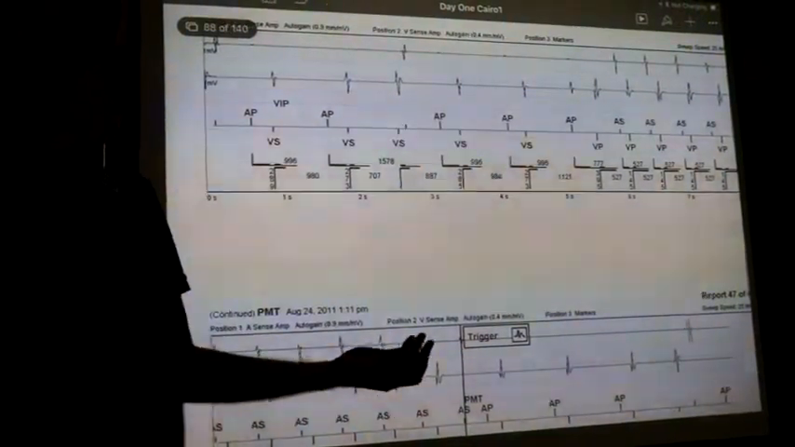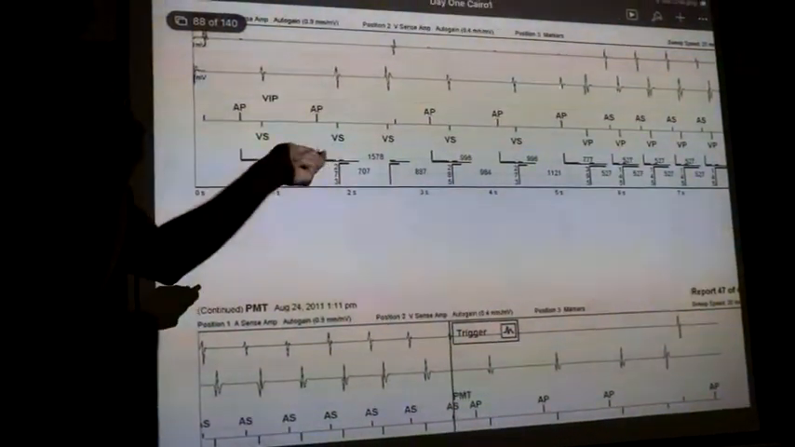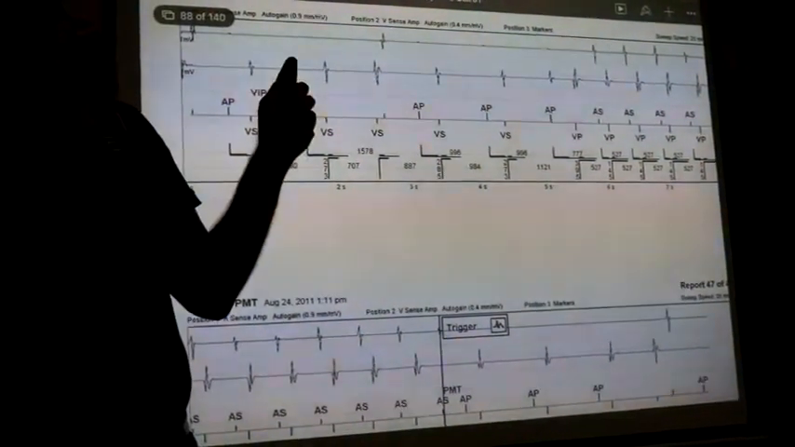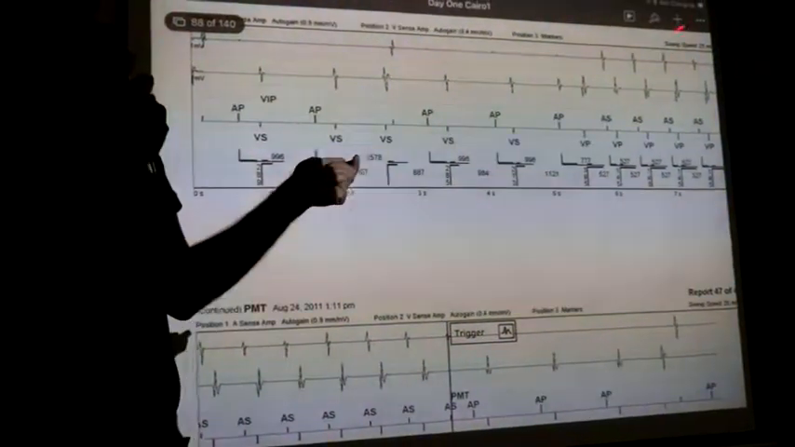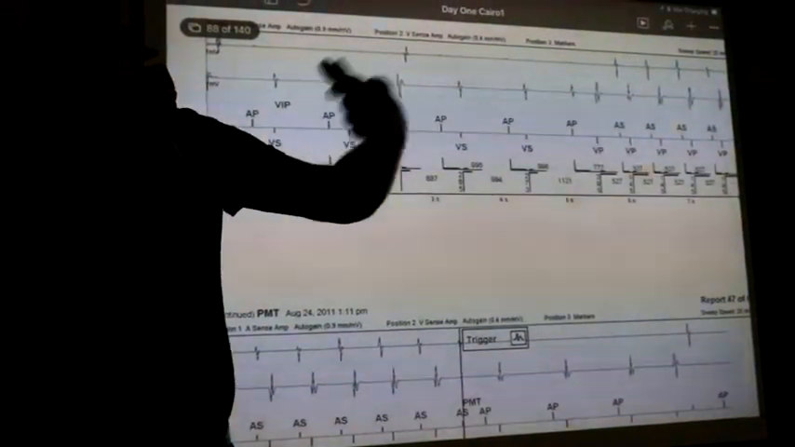The VIP problem. It could be a VIP, but the trigger here, the problem here, is the PVC. The PVC is the intrinsic problem, because if the PVC hadn't happened, this wouldn't have triggered, would it? Right? Because it's the blanking of the PVC that's the problem. The VIP adds to the problem.